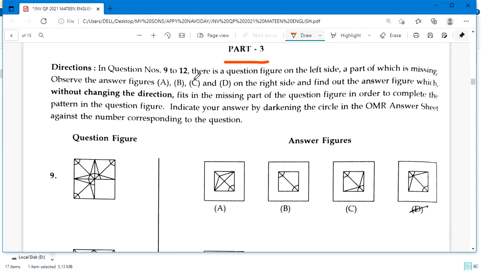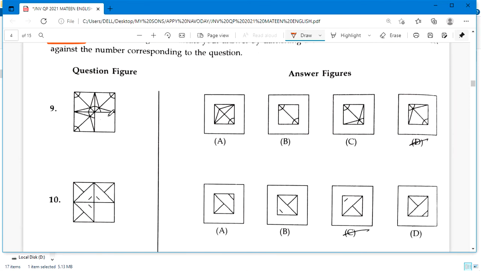In question numbers 9 to 12, there is a question figure on the left side, a part of which is missing. Observe the answers A, B, C and D on the right side. Find out the answer figure which, without changing direction, and this is important, fits in the missing part of the figure.